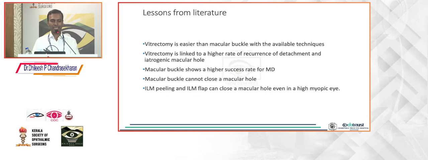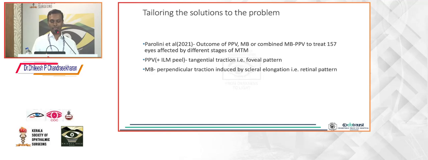So compiling the lessons from the literature, vitrectomy is much easier to perform, but the recurrence rates are higher and risk of iatrogenic macular hole is higher. Macular buckle has a higher success rate, but it is technically very difficult, but macular buckle alone cannot close a macular hole. So we have to tailor the solutions to the problem.